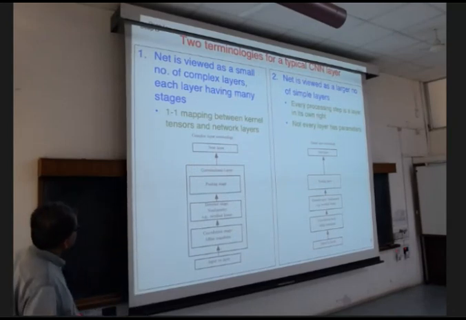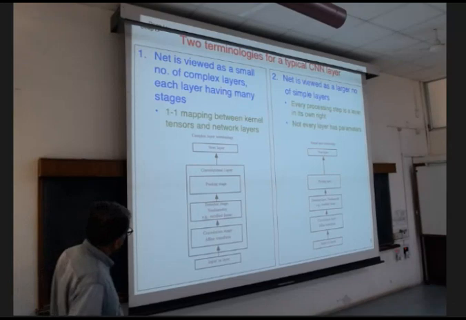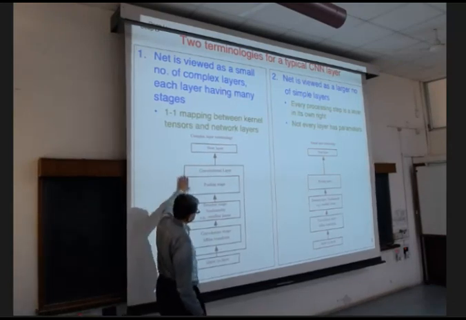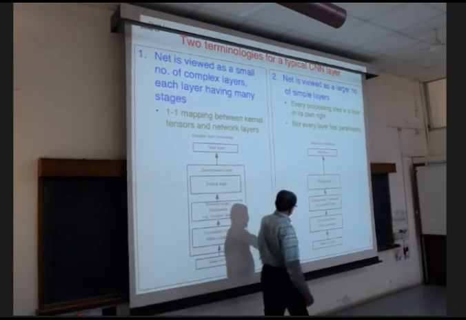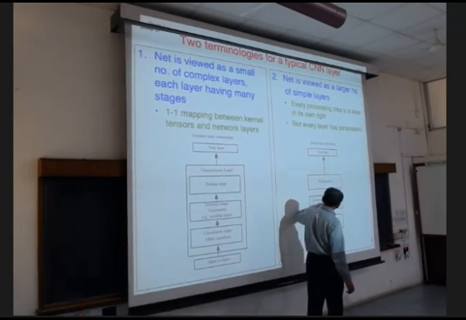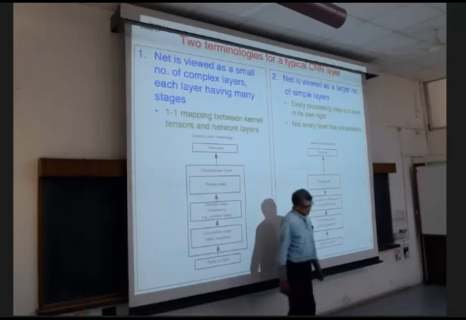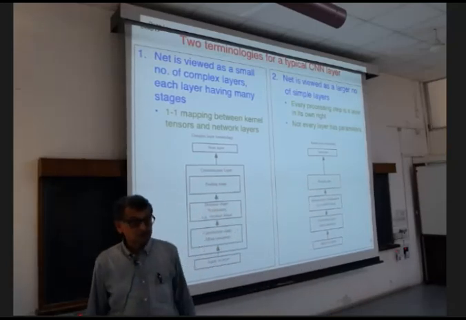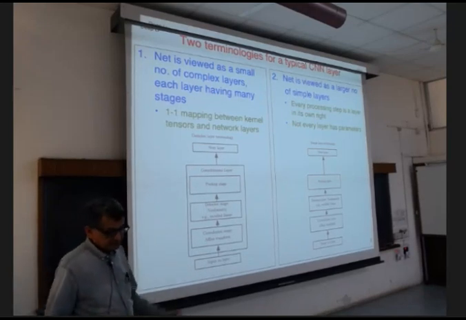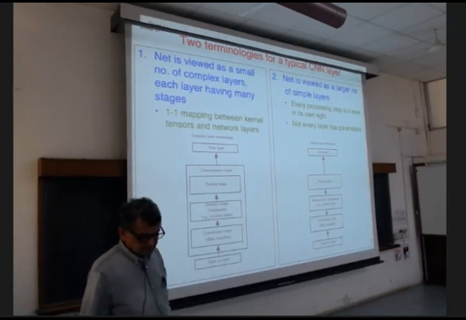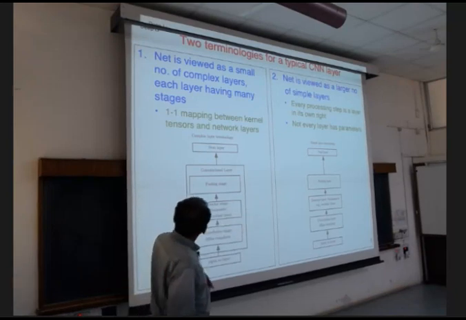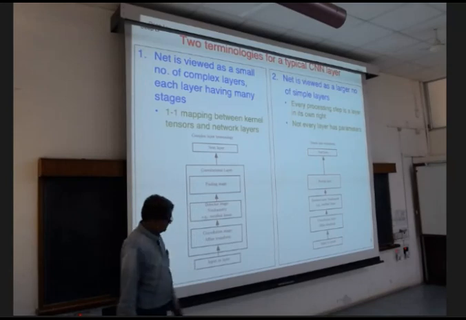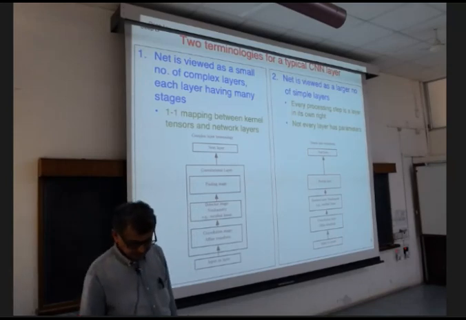Apparently, both terminologies are used in a typical CNN layer. Here we are showing this whole thing is a convolutional layer, all these three stages together. Here they are being broken up separately and saying convolutional layer, detection layer, pooling layer. So in the literature on convolutional neural networks, sometimes you simply say it's a convolutional layer, or sometimes you break it up. In one view the net is seen as a larger number of simple layers, whereas in the other the net is viewed as a small number of complex layers, each having many stages in it.